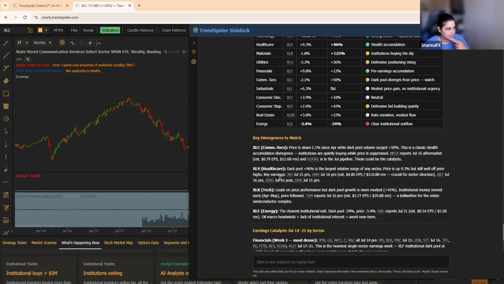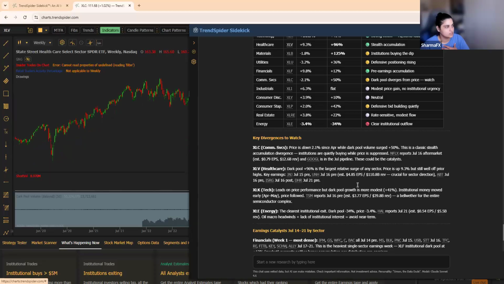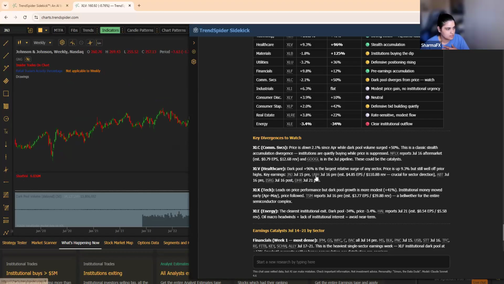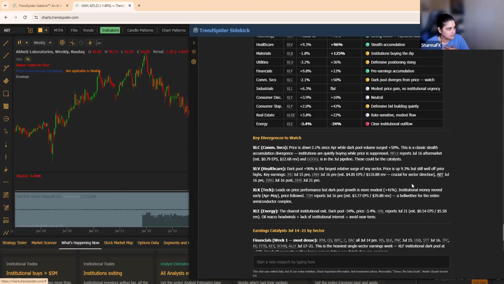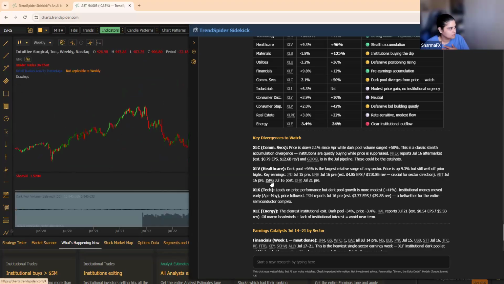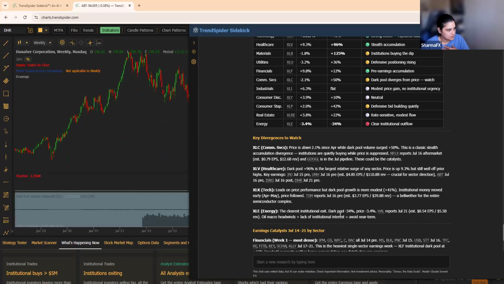And then we also have XLV, which is your healthcare, and the dark pool is up 96%, which is the largest relative surge of any sector. So that's another thing that I want to be looking into as well, and potentially looking to reposition into a bit more. And so let's see. Key earnings for this is going to be Johnson & Johnson, UnitedHealth, ABT here as well. So all of these.